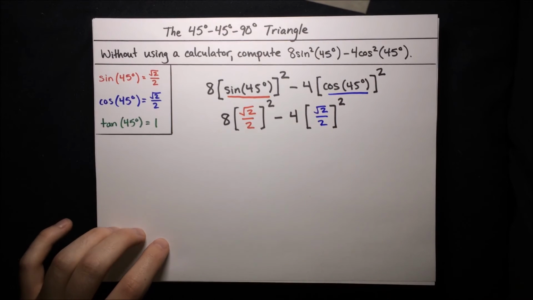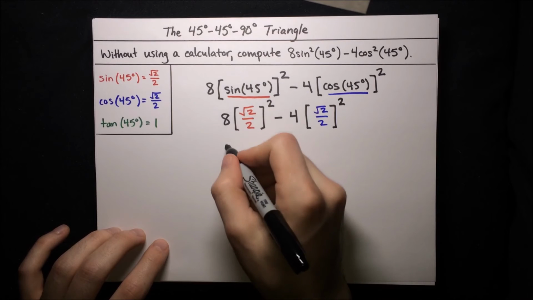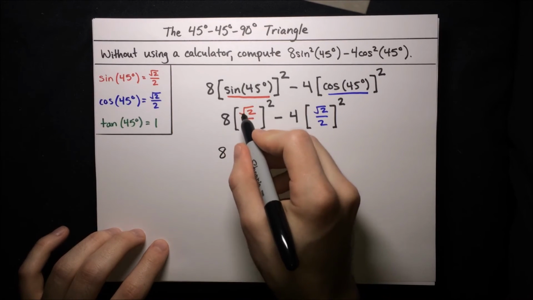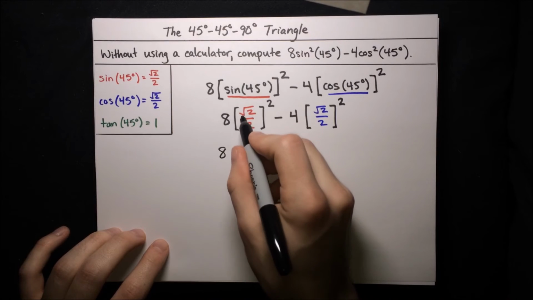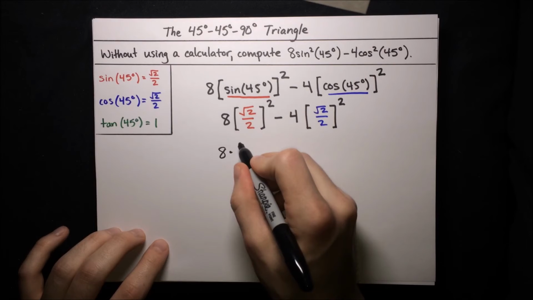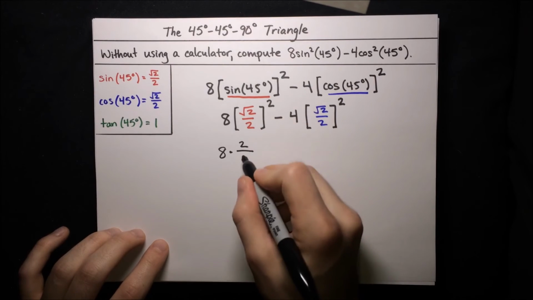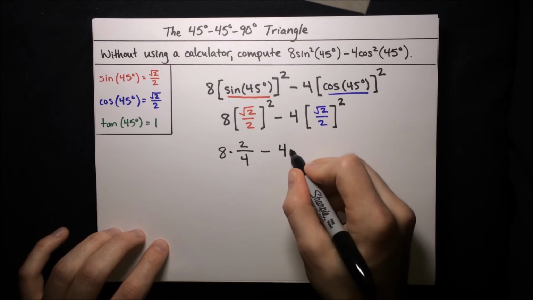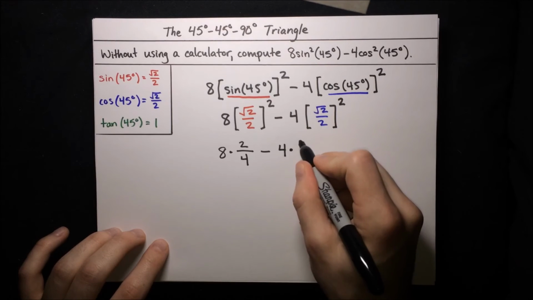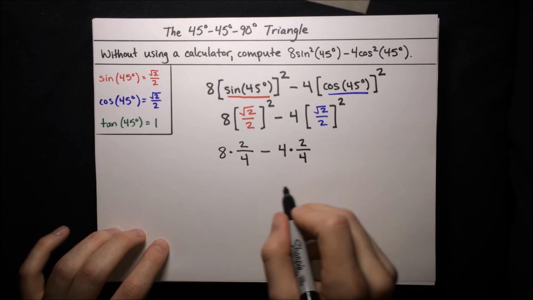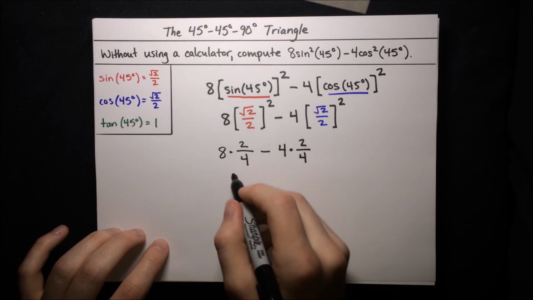And now we can go ahead and compute. So let's square this. So that's 8 times, well, it's root 2 over 2 squared. That's just root 2 squared over 2 squared. So 8 times root 2 squared is just 2. And then 2 squared is just 4. And then minus 4 times root 2 squared, again that's 2, and 2 squared, again that is 4, and we can compute here. Why don't we simplify first?